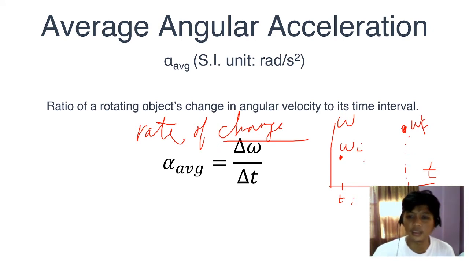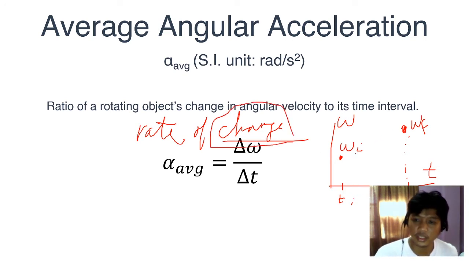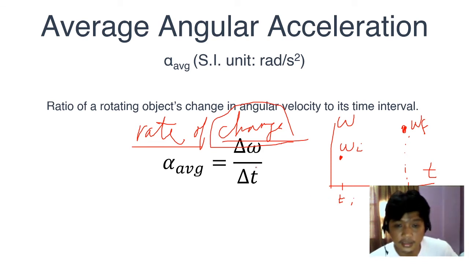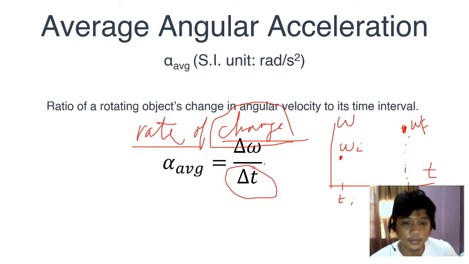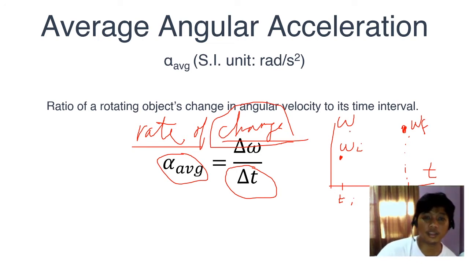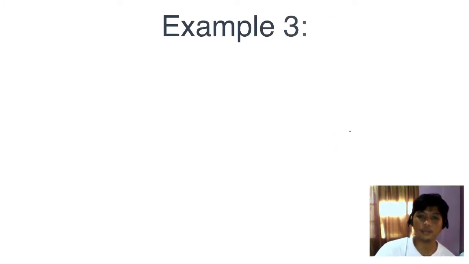Okay, so not only are we interested in the change, there's definitely a change here, but the rate of change. So how fast is it speeding up? Thus, there is a delta time at the bottom, which is a very important part of the definition of average angular acceleration. So it's a rate of change in angular velocity. Let's go to some example.